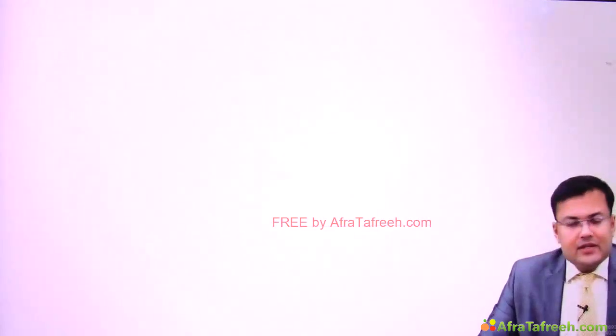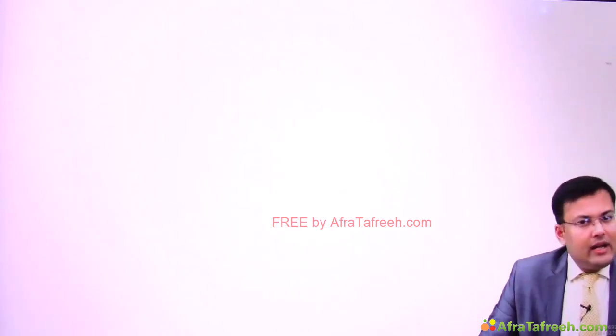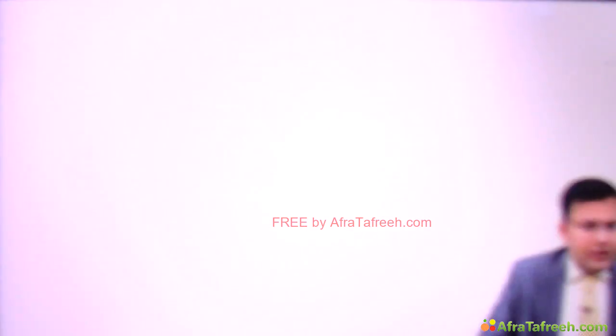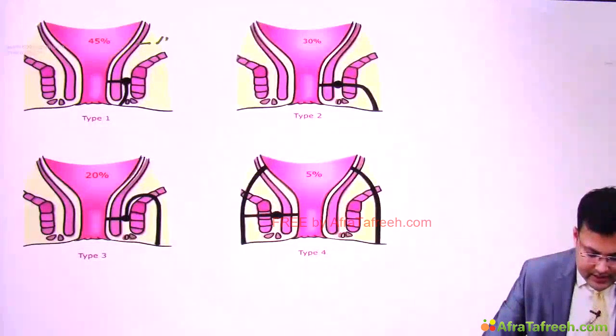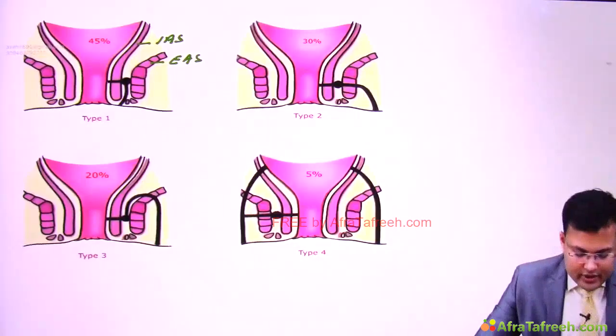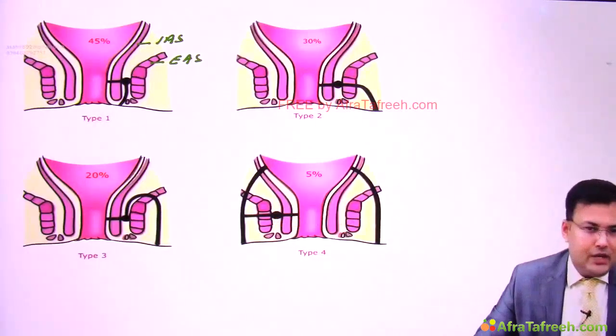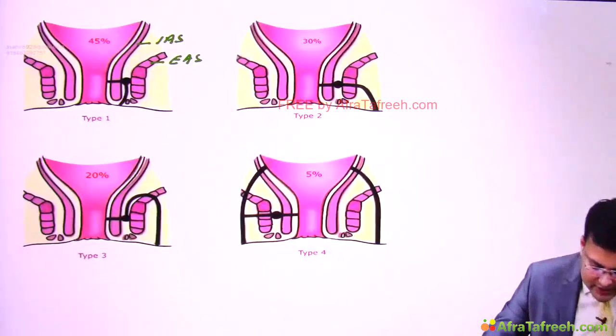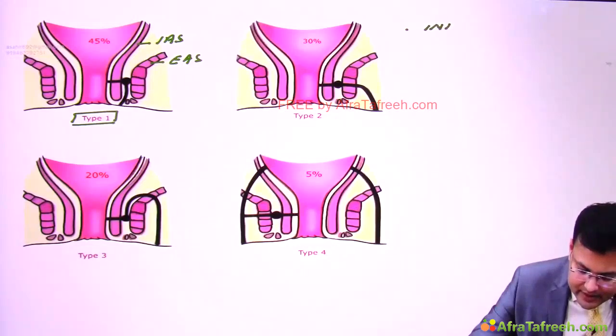There is a classification system in relation to fistula in ano, and what's the name of that classification? It is the Parks classification. So according to the Parks classification there are 4 types of fistula in ano. See the types. In this picture you can see this is the internal anal sphincter and this is the external anal sphincter. Here you can see the tract is mainly passing between these two sphincters. So what's the name? Type 1 is known as intersphincteric.